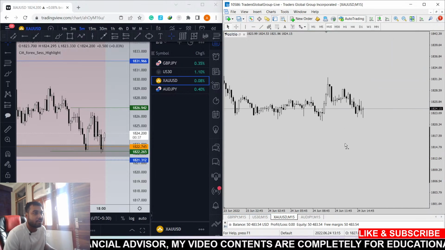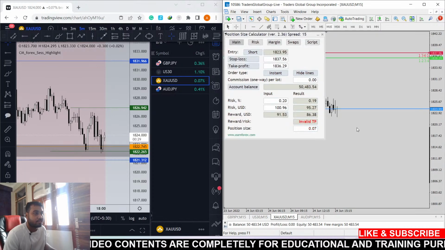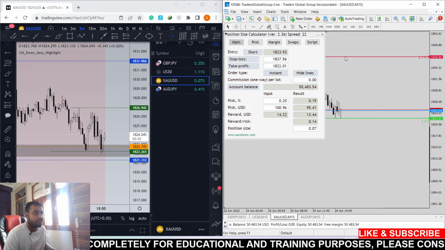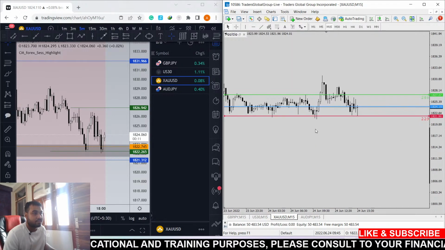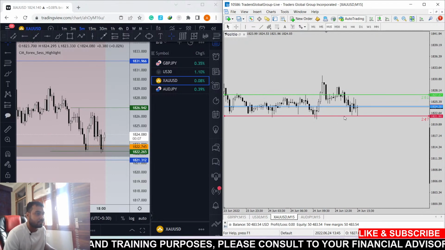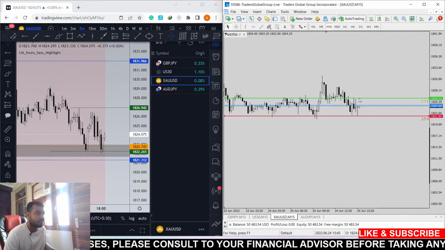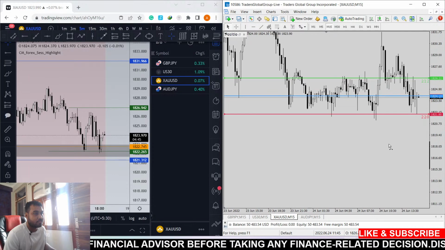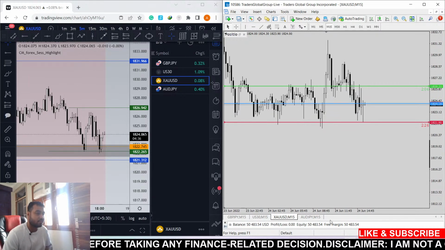Really showing some nice reduction. Not taken any trade yet.